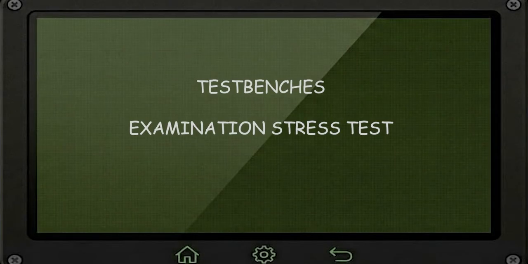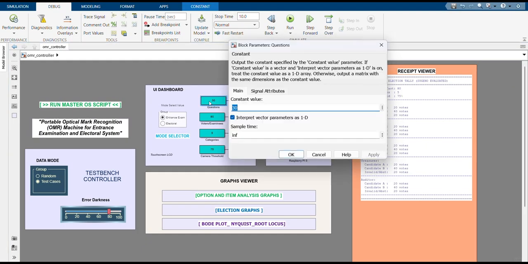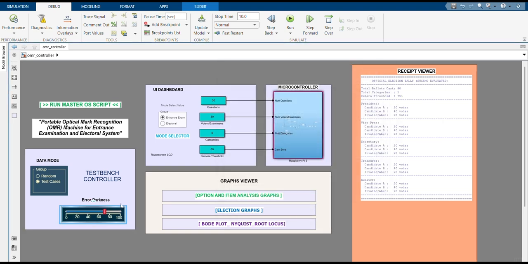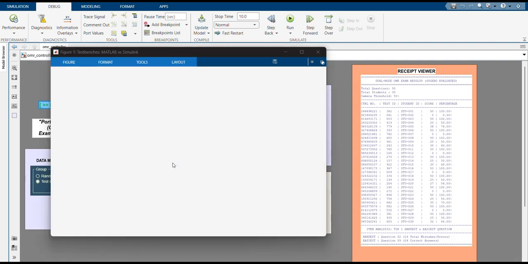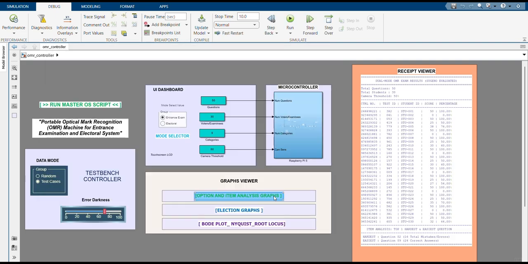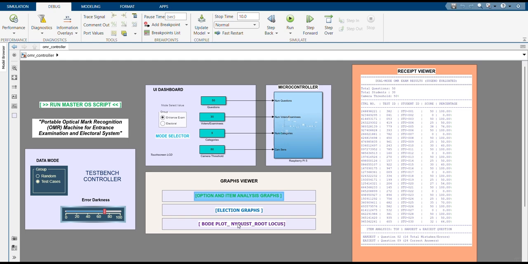The next test would be the exam stress test. So we will now configure the parameters by setting the system mode to entrance exam mode. So same as the electoral mode, after we execute the hardware in the loop simulation, there would be a theoretical stability graph. As you can see in the item analysis bar chart, our invalid mark counts now only accurately reflect those students who intentionally double shaded.